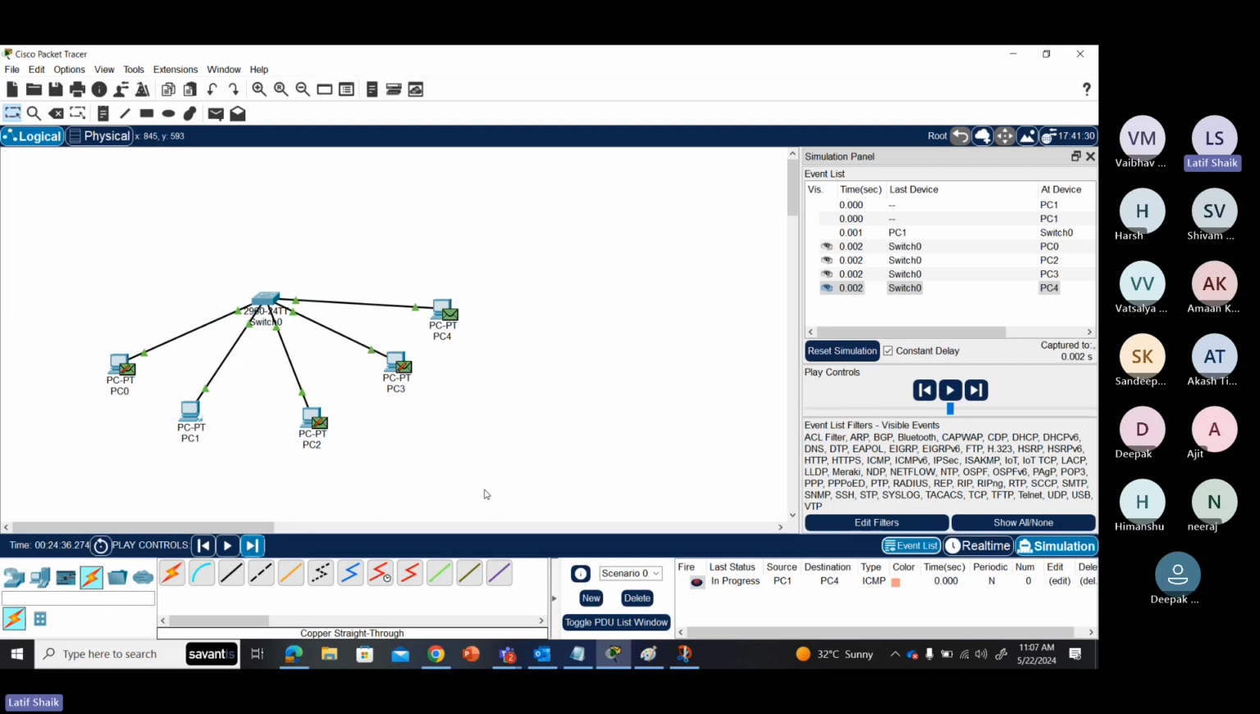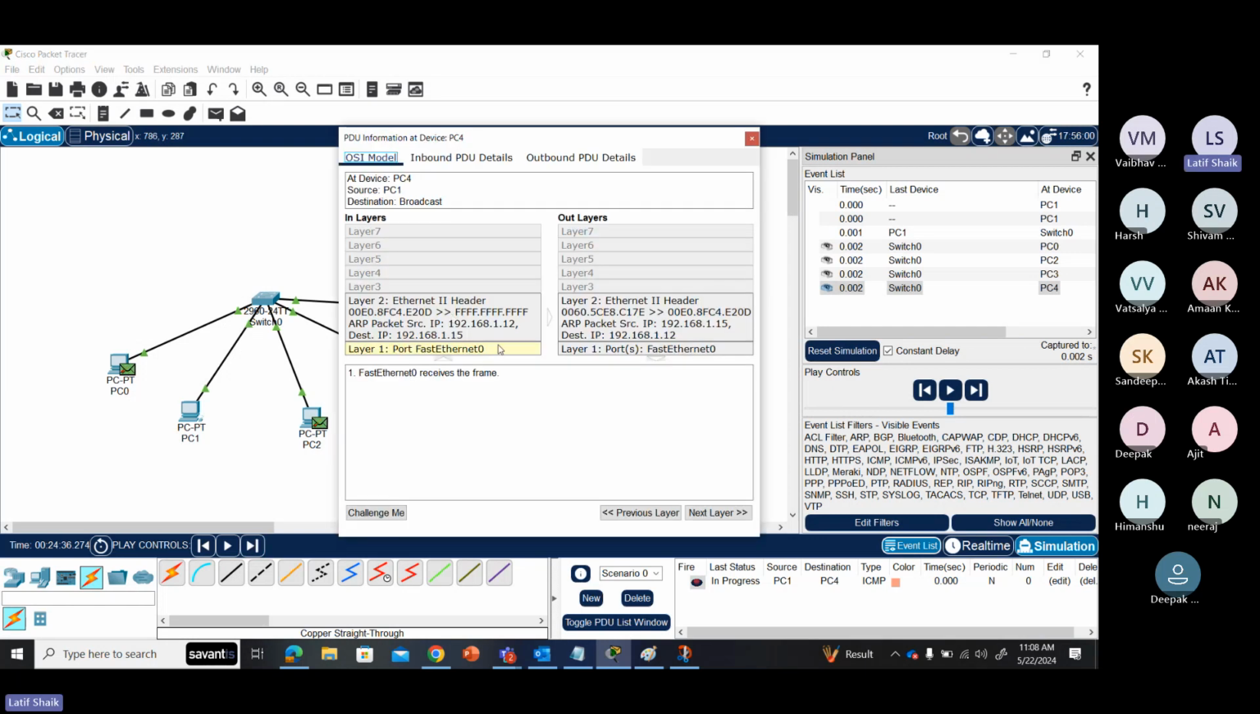The packet is meant for whom? This PC only. The remaining PCs will drop the packet, and it is received by this PC. What does this PC receive? The packet content plus the source IP from here, this PC's IP address, and this PC's MAC address. So it will be received here. Remember that point, what I said.